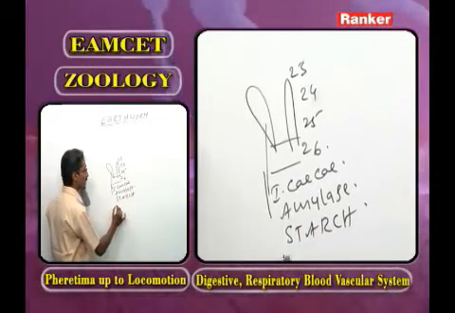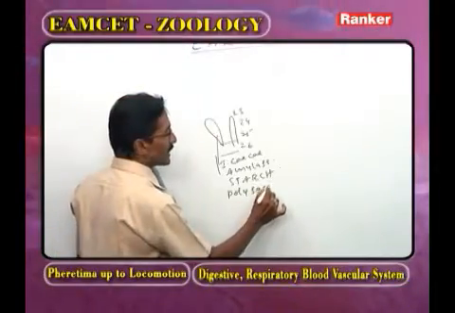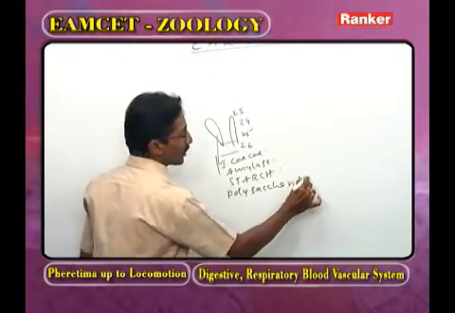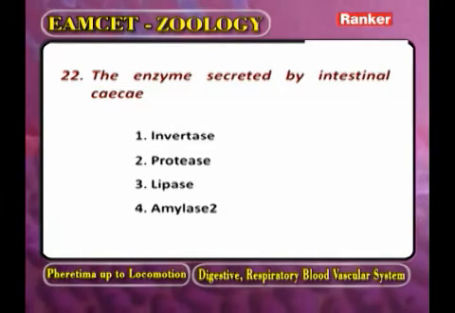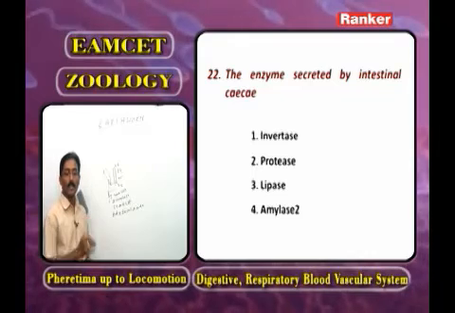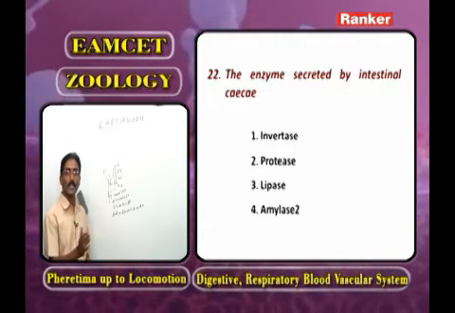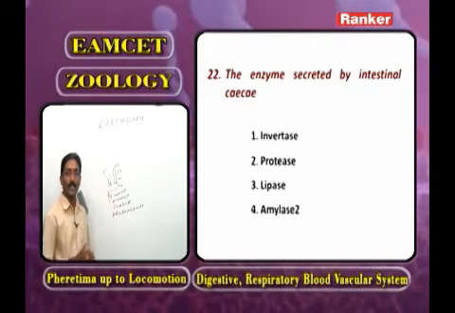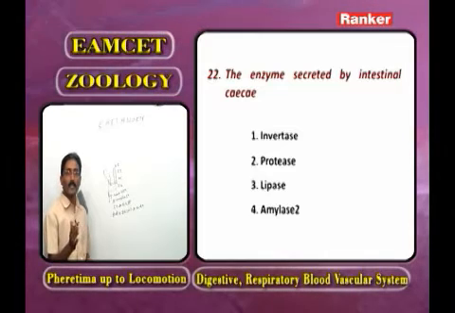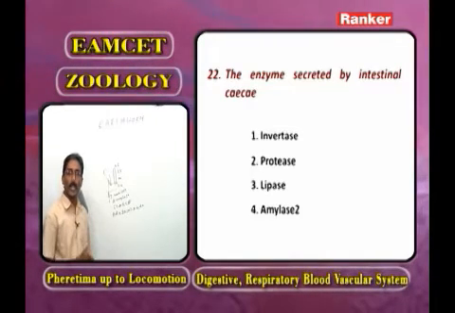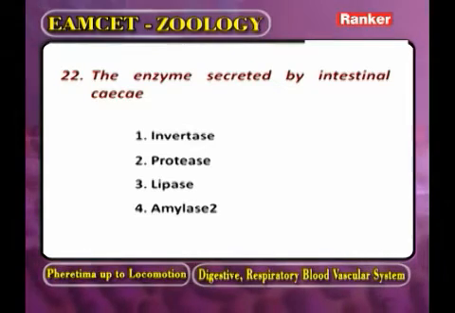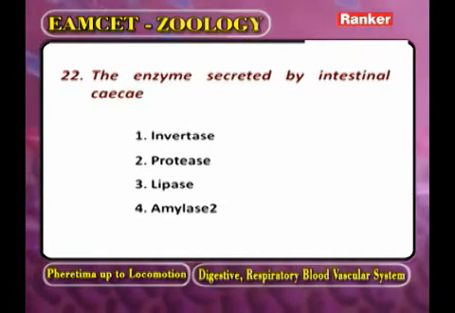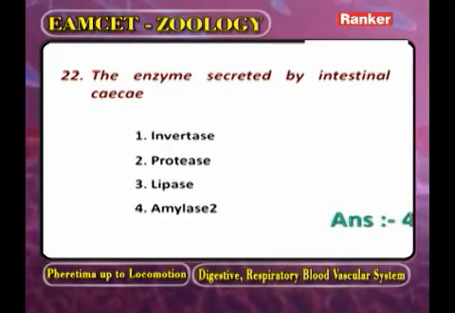The starch is an example of polysaccharide. Now you observe the question. The enzyme secreted by intestinal caeca: invertase, also called sucrase, eliminated. Second one protease, or proteolytic enzyme, eliminated. Third one, lipase or lipolytic enzyme, eliminated. What is the last option? That we call amylase. Now the answer is the fourth one. Now let us move to the next question.